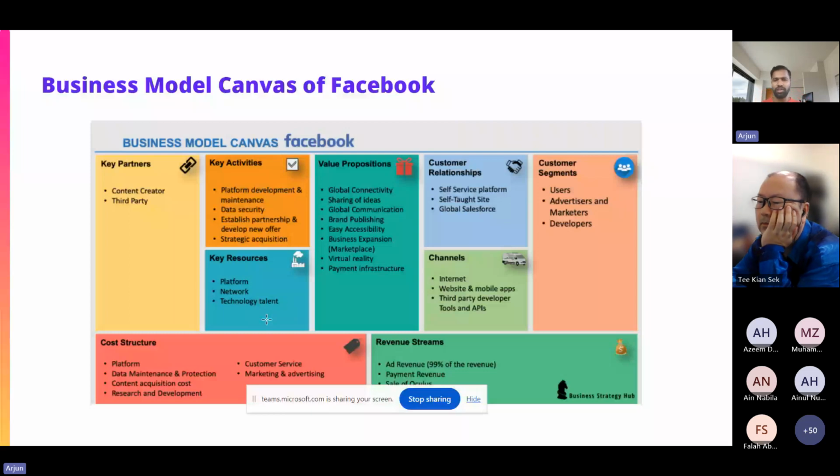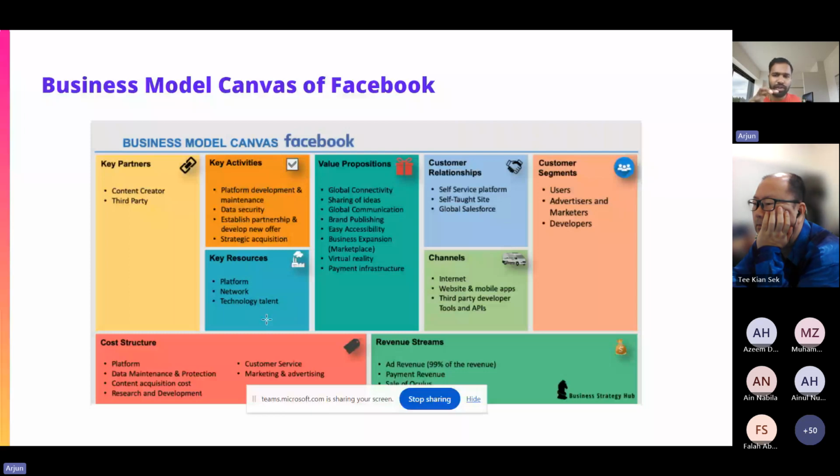Facebook does not guide us how to create an account. Facebook does not guide us how to post a picture, or to write different posts, or how to create a group. So nothing is there, right? So the customer relationship is very simple. It is a self-service platform.